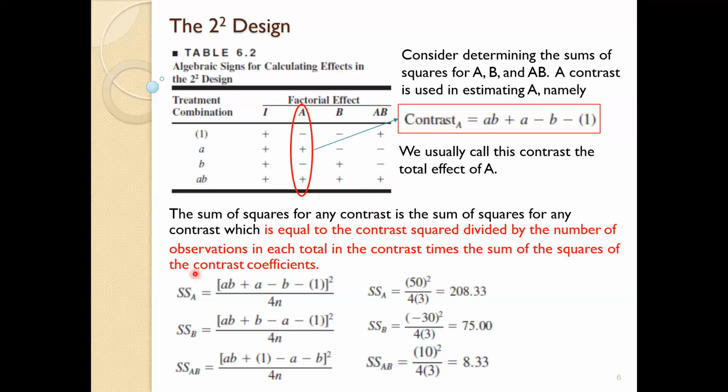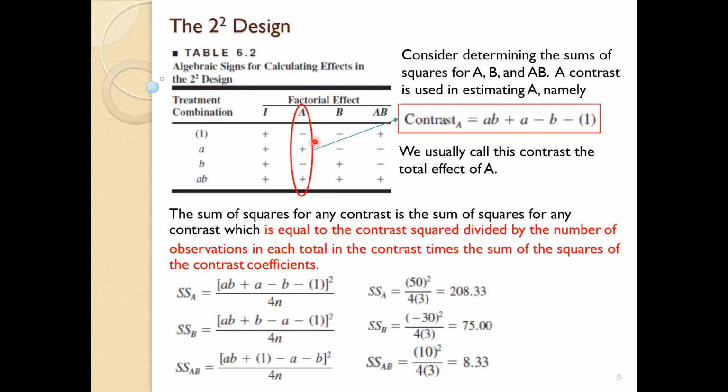And from the contrast, we can calculate sum square A, sum square B, sum square AB. For this case, the sum square is calculated based on contrast divided by 4n, right? 4n. For this case, the contrast is based on the symbol of this. Just for example, contrast A comes from AB plus A minus B minus 1. This depends on the design.